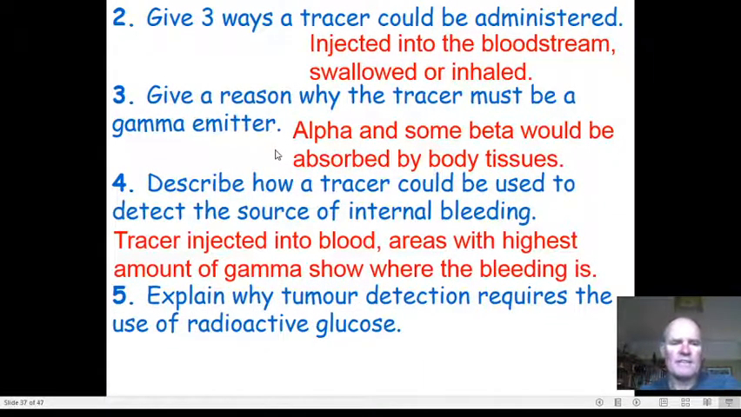The tracer could be used to detect the source of bleeding: inject it into the blood, and the areas with the highest amount of gamma, as revealed, would show whether any bleeding is there. Okay, we're pinpointing areas where there's a high incidence of radioactivity.